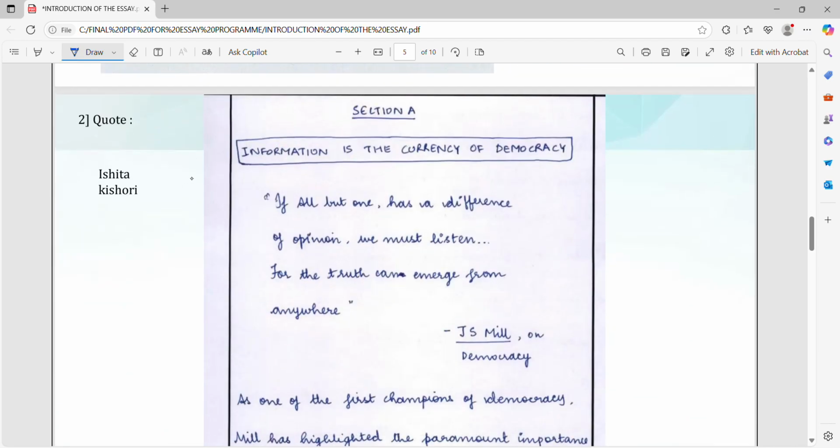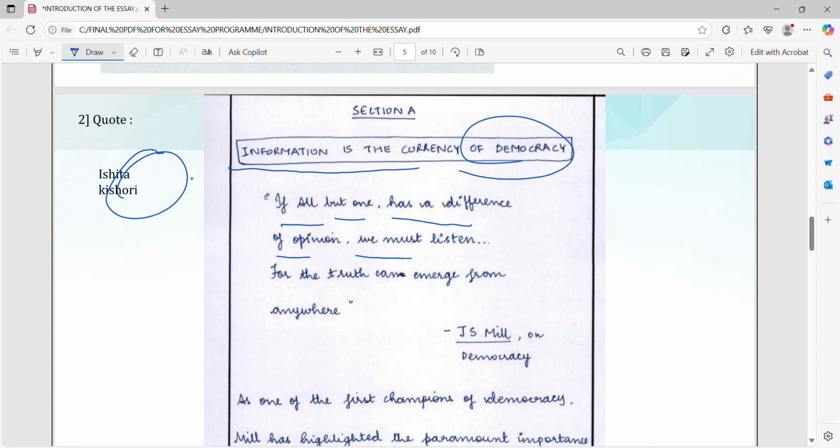Secondly, there is a quote-based introduction. I have taken this from Ishita Kishori's copy. Information is the currency of democracy. So she has taken: if all but one have a difference of opinion, we must listen, for the truth can emerge from anywhere. That is J. S. Mill's quote. How beautifully he has written.